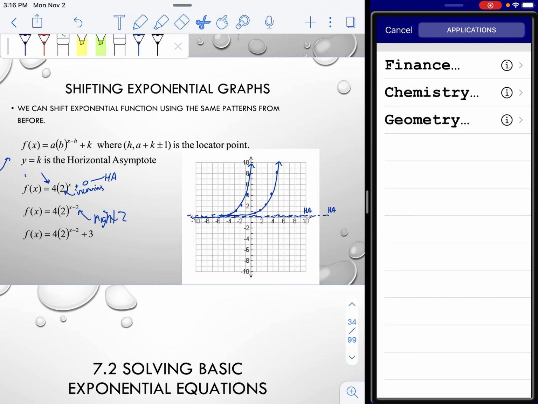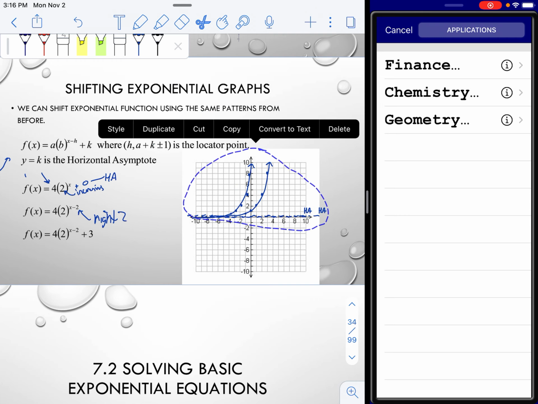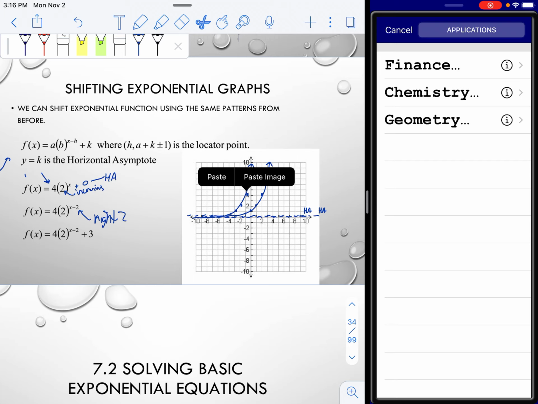All right, I'm going to grab this graph. It was here. Now I'm just going to shift it to the right 2. So my other graph got shifted to the left just a little bit. Let me go back and redo all that.